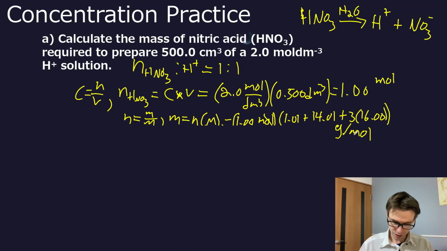So we'll cancel out our mole units and be left with a mass. Just again, be careful putting that in your calculator. But you should get 63.02 grams. We should really only have 2 significant figures here though. We have 2.0 mol per dm3 in our starting values. So we'll just keep it to 63 grams. Final answer.